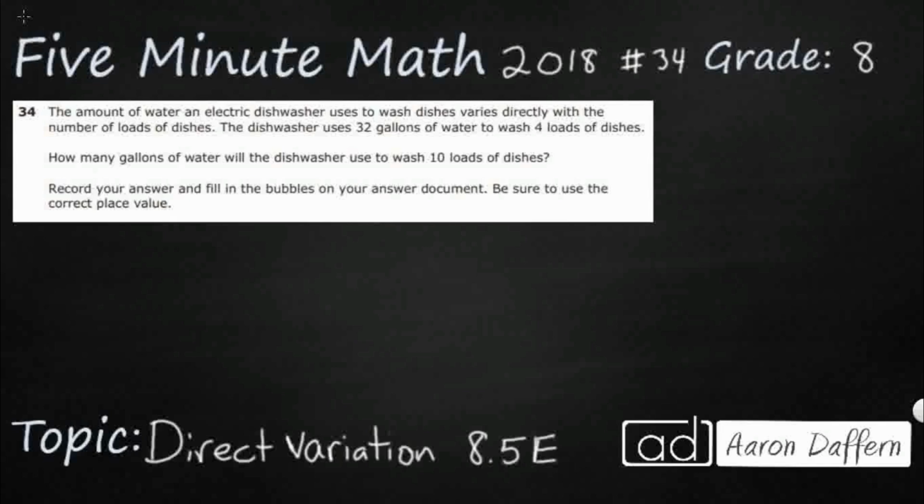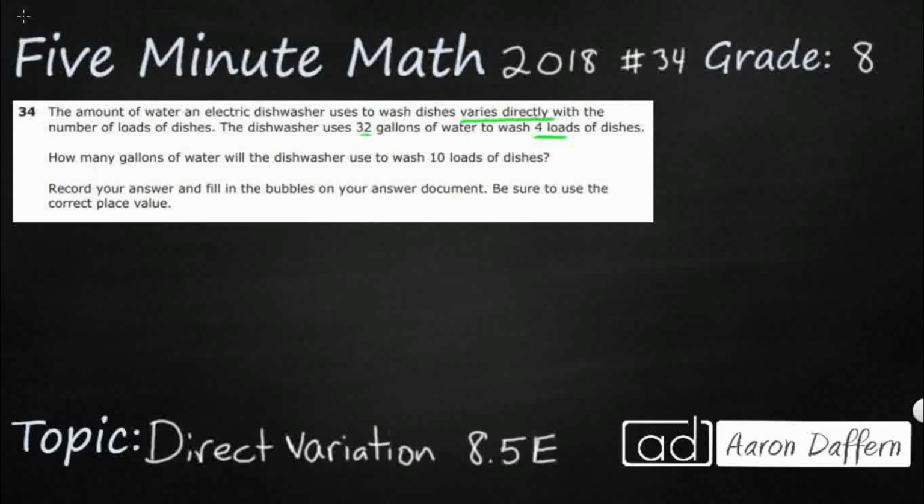So we've got the amount of water an electric dishwasher uses to wash dishes varies directly. So that's going to be a big clue for us with the number of loads of dishes. So the dishwasher uses 32 gallons to wash 4 loads. So we see a proportion being set up right there. So how many gallons of water did the dishwasher use to wash 10 loads?